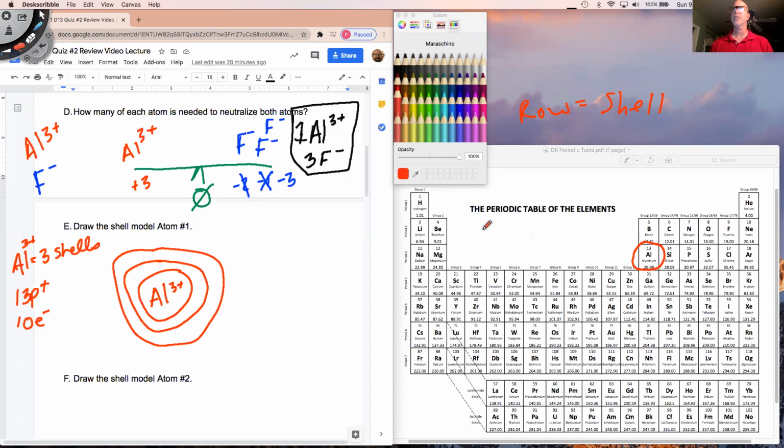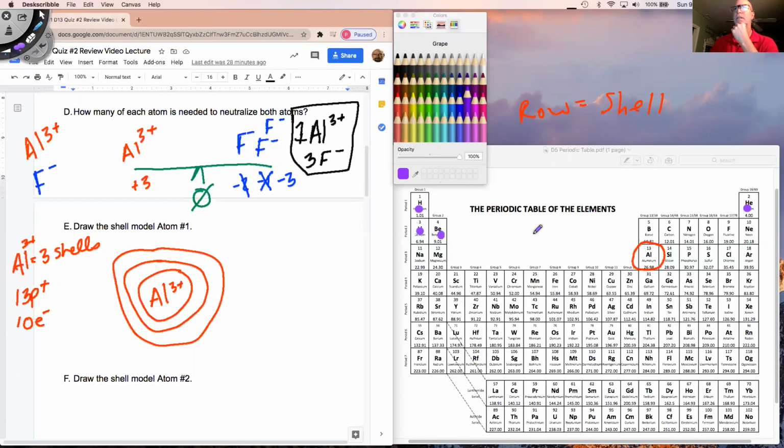But how many electrons do we get to use? Well, it says right here, we're going to use 10 electrons. But where does each electron go? Well, let's take a look at where each electron goes. Remember that each box represents an electron. So this would be row number 1, and row number 1 right here gets 2 electrons, right? Only 2. So the first shell gets 2 electrons.